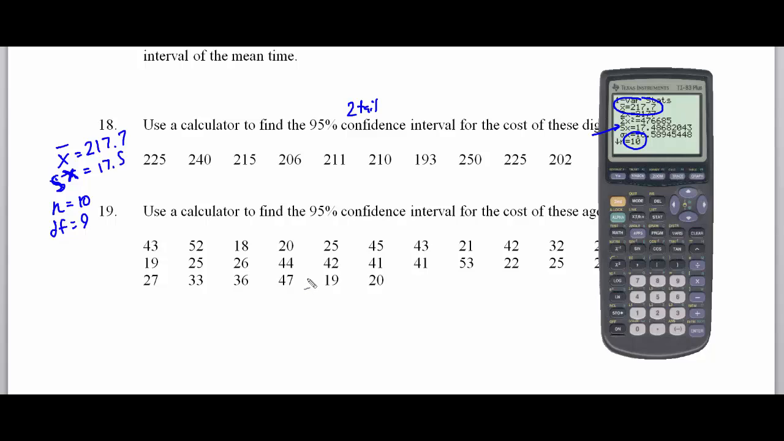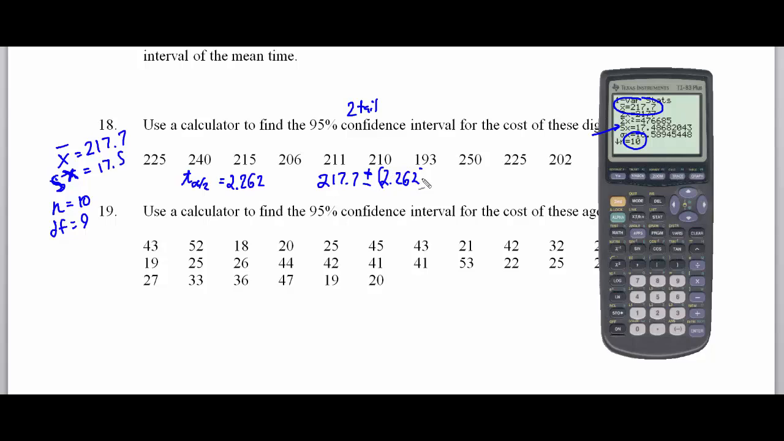And we can see by going to the chart that 9 degrees of freedom at a 95% confidence interval of 2 tails is going to put us at 2.262 for our T alpha divided by 2. So for our formula, I'm going to use the shorter formula where I take my average, which is 217.7, and then I will go plus or minus, and I'll do one answer for the plus and one answer for the minus.